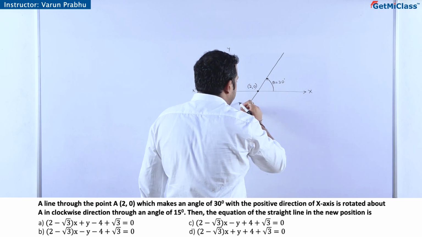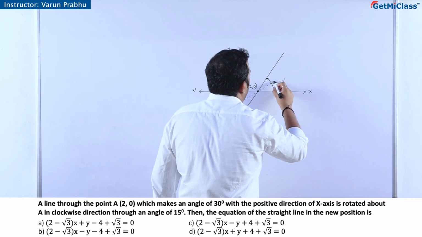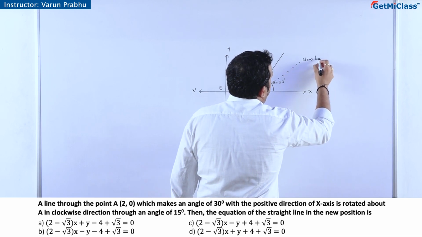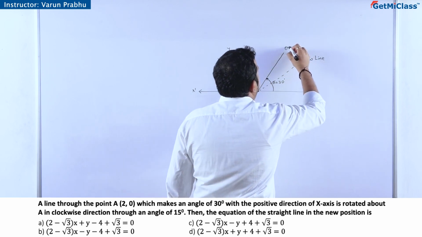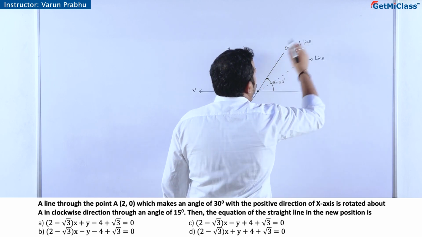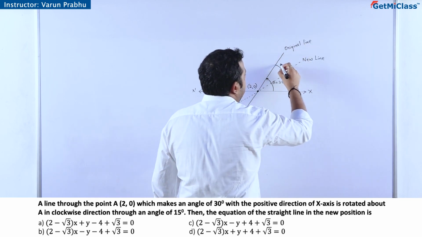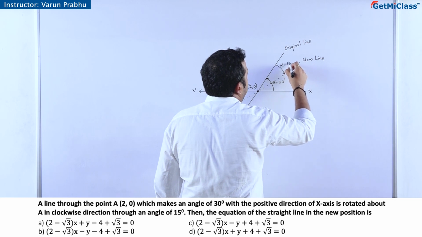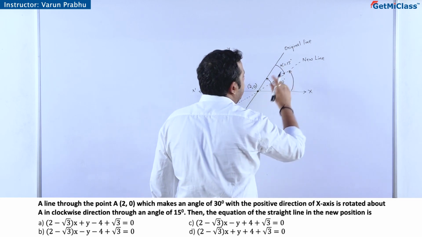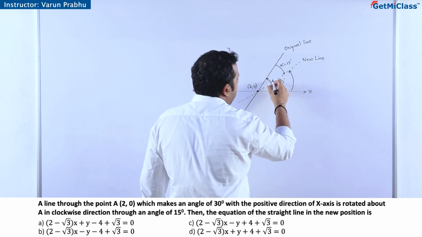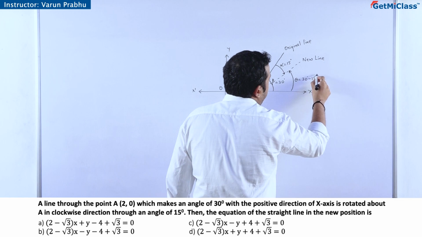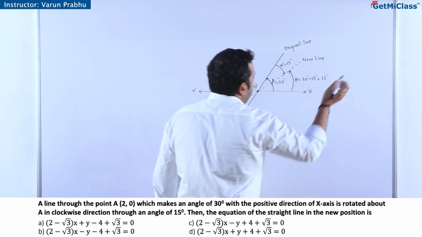Now this straight line is rotated clockwise, it seems, like this. This is the new position, this is the new line, and this is the original line, because it is rotated in the clockwise direction. So now it is rotated in the clockwise direction by an angle of alpha equal to 15 degree. So can you tell me what is the resultant angle here now? I will call this theta. Theta is equal to 30 degree minus 15 degree, that is equal to 15 degree, right?